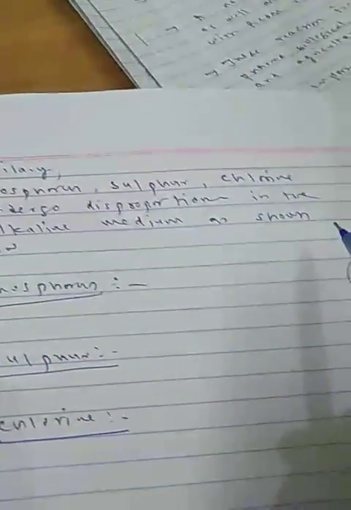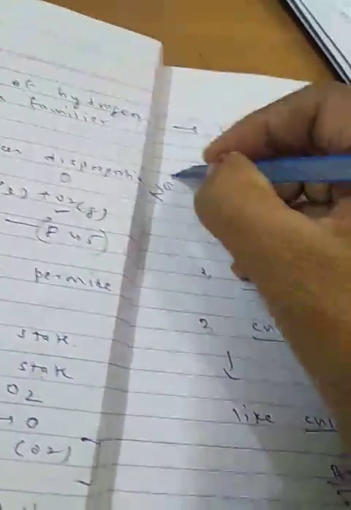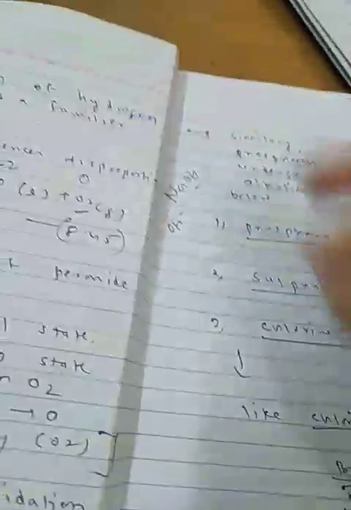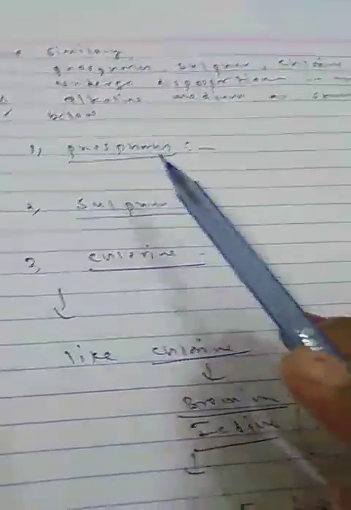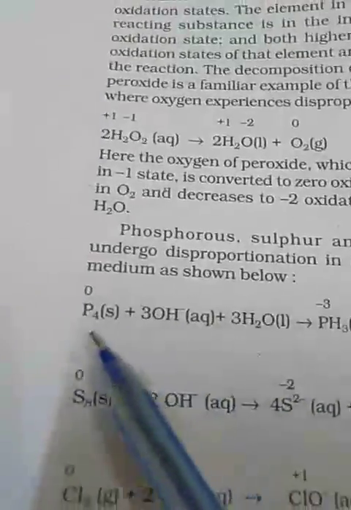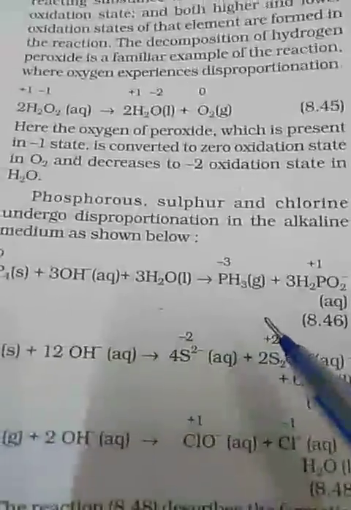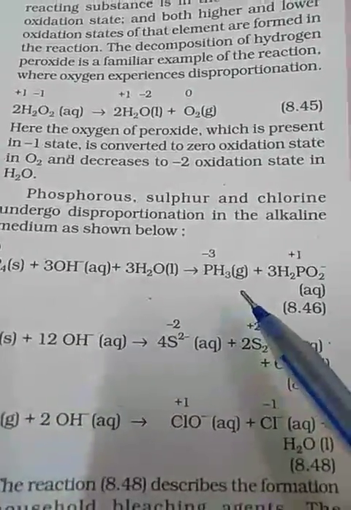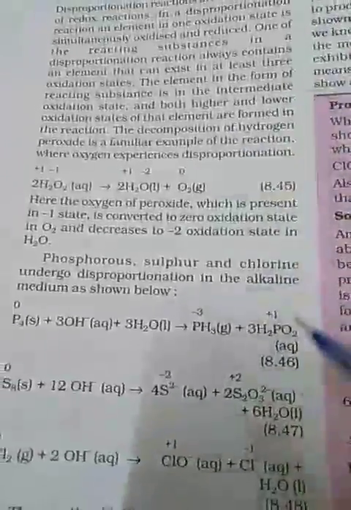Similarly, phosphorus, sulfur and chlorine undergo disproportionation in alkali medium. Alkali medium means we are taking NaOH, but we will show only OH. The examples are 8.46 for phosphorus, 8.47 for sulfur, and 8.48 for chlorine. I am showing you: P4 plus 3OH plus H2O will undergo to PH3 and H2PO2. Like that you can practice.